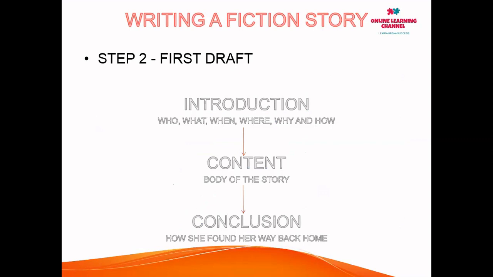Then you move on to the content. Your content can be divided into different paragraphs. Remember, in writing, you use paragraphs to not make it monotonous, busy, or stuck together. Right? The body of the story. Where is she? How is she going to find her way back home? And so forth. And then your conclusion is how she found her way back home. Remember, each story is written for a purpose. For us to learn a lesson, for us to feel some emotion. Every story has their own purpose. Okay? Next is step 3.